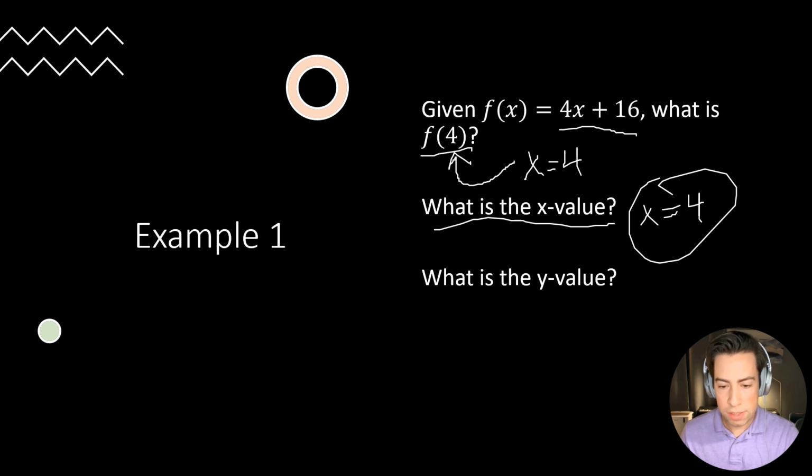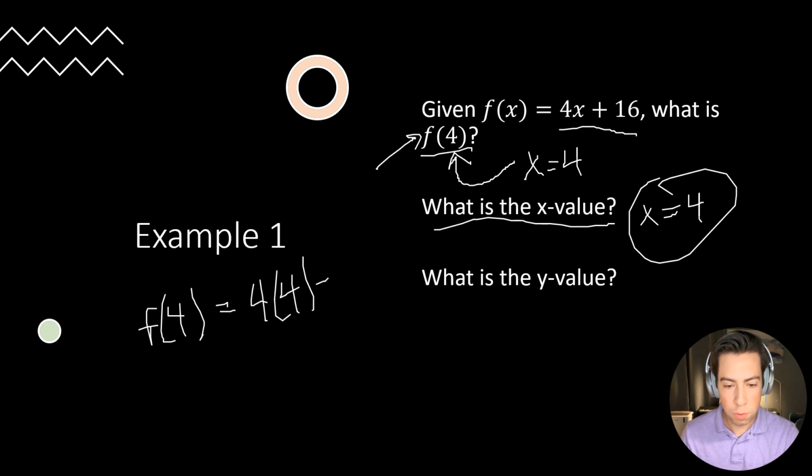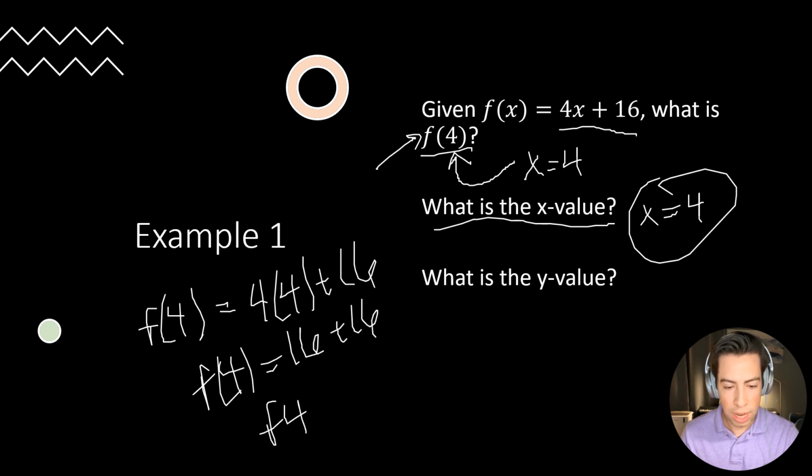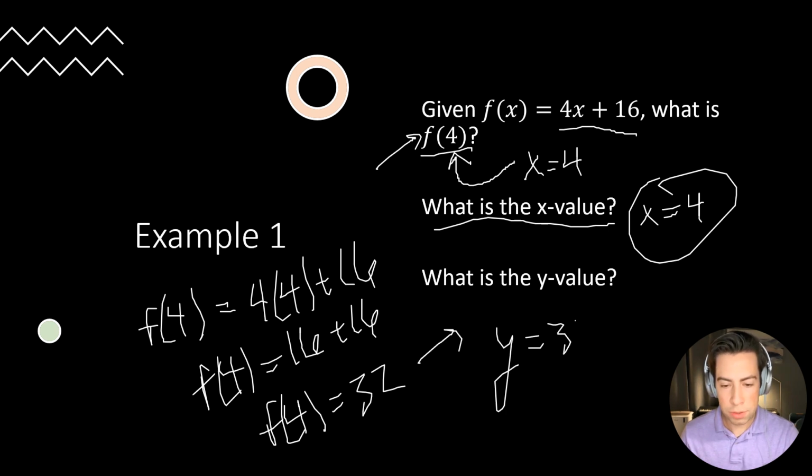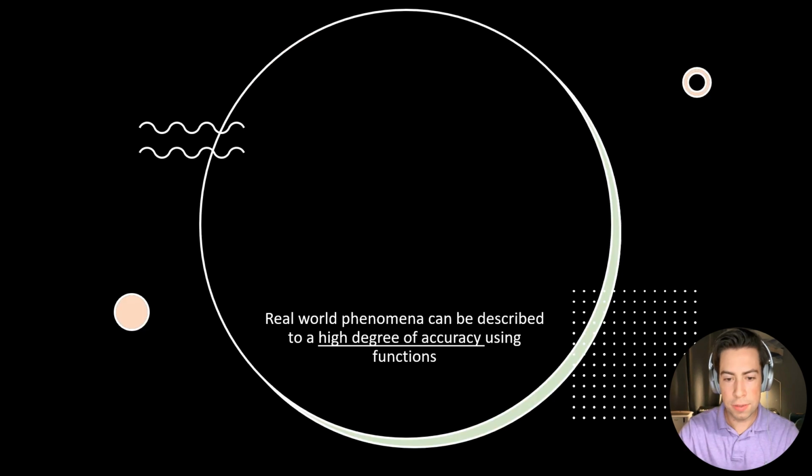Now it's asking us, what is the y value? So remember, guys, this whole thing right here is the y value, but we want to figure out what it is numerically. So if I have f of 4, that's going to be me plugging in x equals 4. So I'll have 4 times 4 plus 16. I will therefore have f of 4 equals 16 plus 16, and therefore f of 4 equals 32. So if f of 4 equals 32, that means that y also equals 32, okay? So hopefully that makes sense.